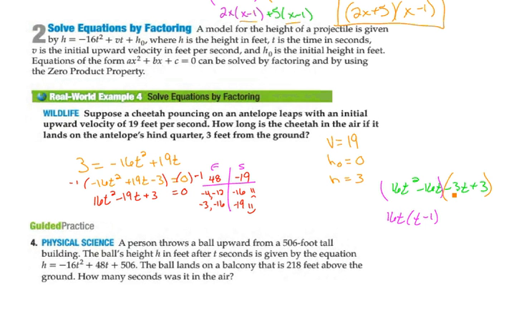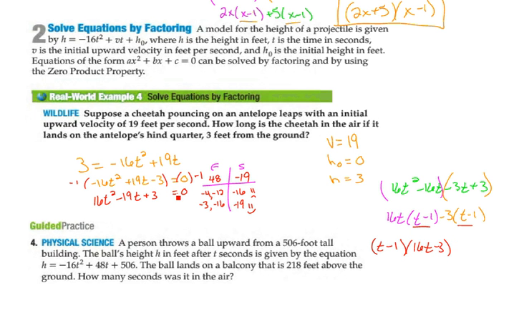Looking ahead, I want to take that negative 3 out. So I have a negative 3 in common because that's going to give me a t minus 1 left over. Okay, so I can go ahead and combine those. t minus 1 and 16t minus 3.